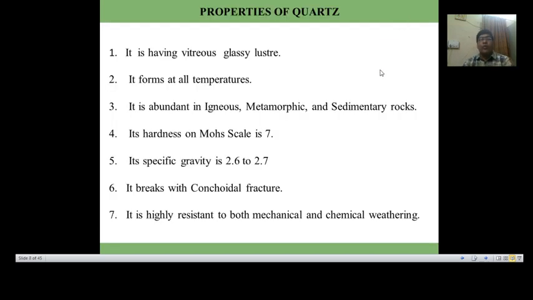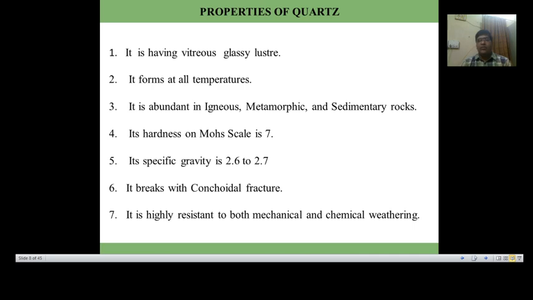Now coming to the properties of quartz, I will go through them one by one. It has a vitreous glossy luster. The word glossy we can understand, it is like glass, but luster is a geological terminology which indicates the shining property. It has a vitreous glossy luster, meaning a non-porous, glossy, shining type of appearance on its surface.